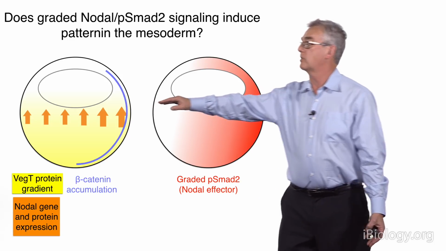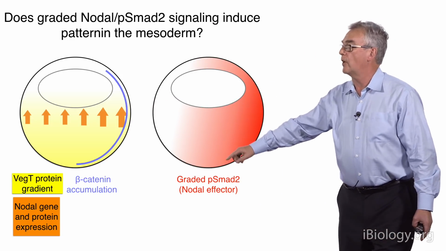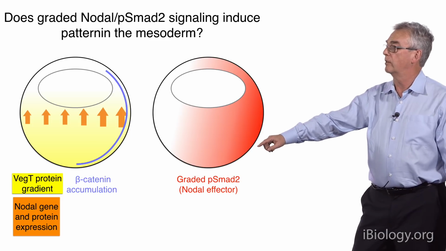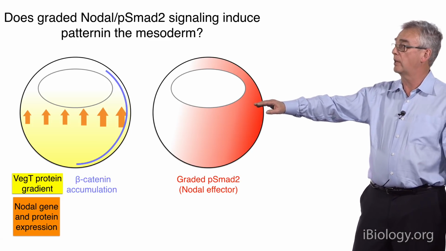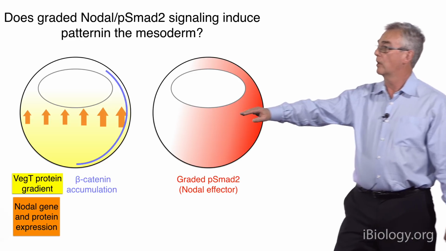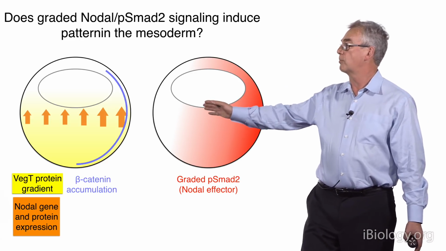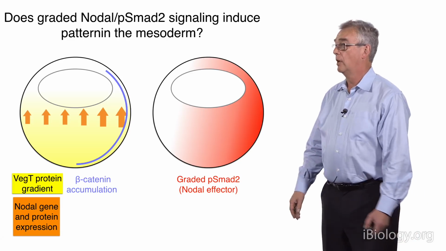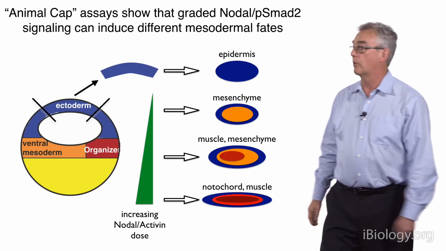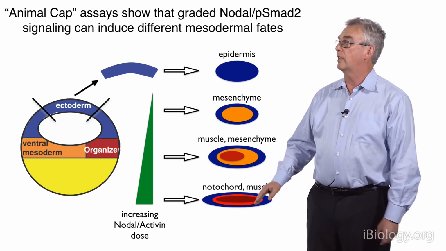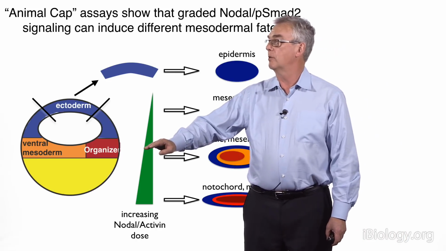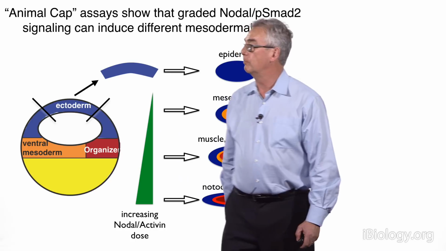So we're going to get a graded response, and the phospho-SMAD2 is the intracellular effector, which is known to be distributed like this. There really is graded expression of SMAD2 going from dorsal to ventral, and then this proceeds as a wave across the embryo. So it seems perfectly reasonable to think that in normal development, that signal will tell the embryo to make different kinds of mesoderm.